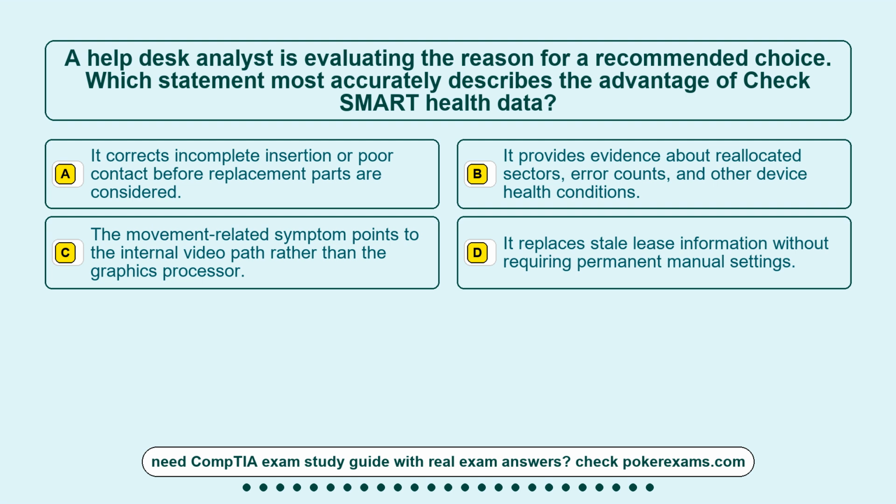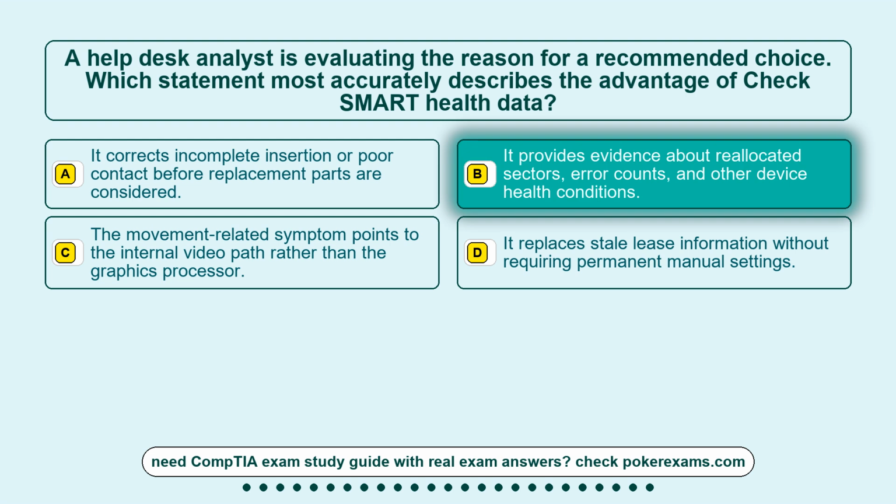Option C. The movement minus related symptom points to the internal video path rather than the graphics processor. Option D. It replaces stale lease information without requiring permanent manual settings. The correct answer is option B. It provides evidence about reallocated sectors, error counts, and other device health conditions.